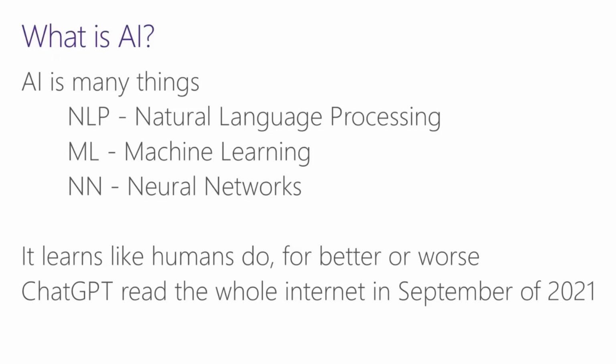So what is AI, artificial intelligence? The field of AI is really big. There are a bunch of pieces of AI. We're only going to talk about three pieces of it: natural language processing, machine learning, and neural nets. I put the abbreviations in their initialisms just so we can see them.